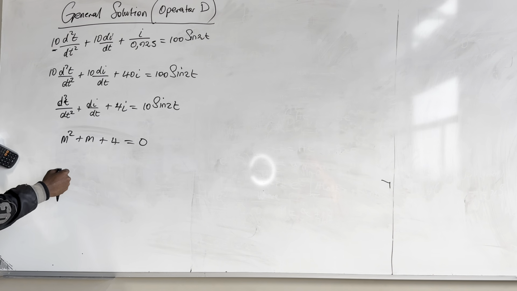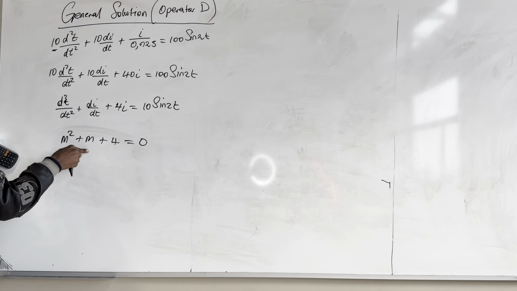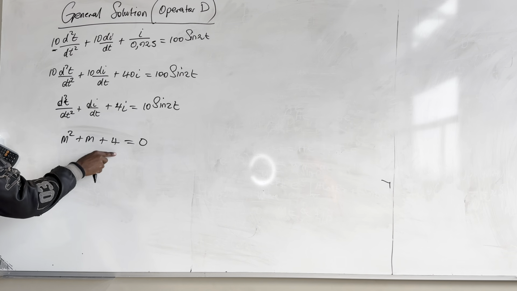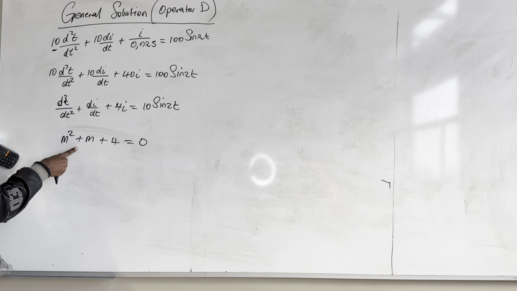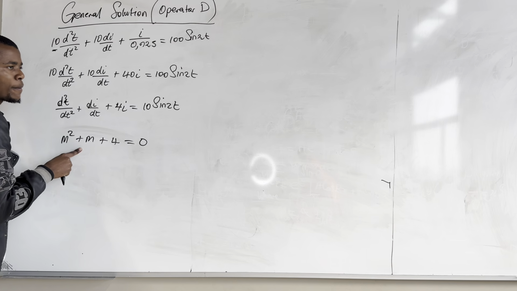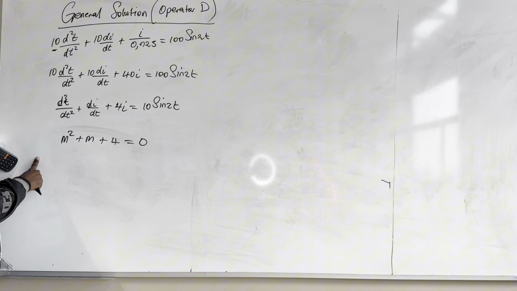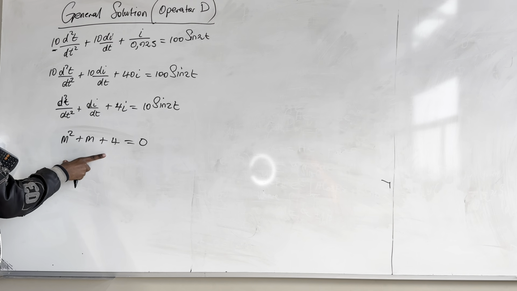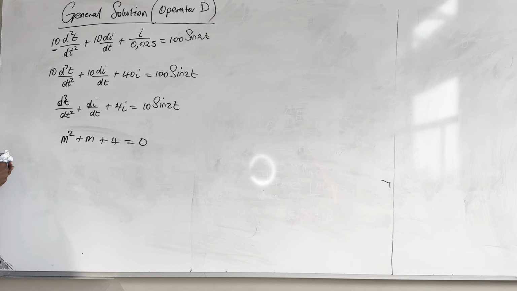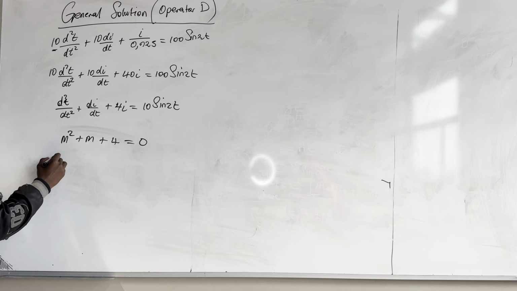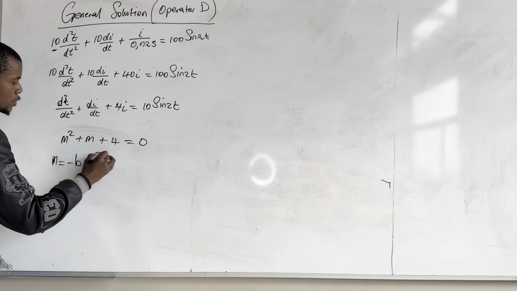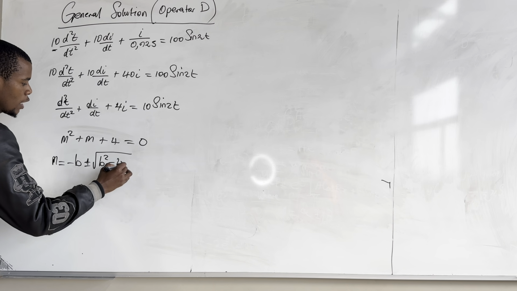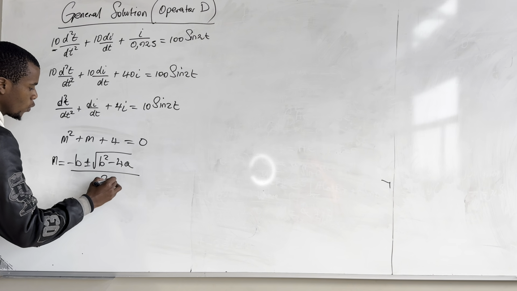Looking at this problem, if we need to factorize, we find factors of 4 whose product gives the constant and whose sum gives the middle term. In this problem, this is impossible. So we just need to plug in the quadratic formula, which is m equal to negative b plus or minus the root of b squared minus 4ac, all over 2a.